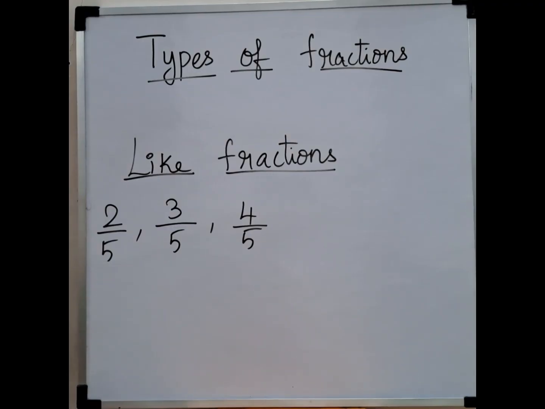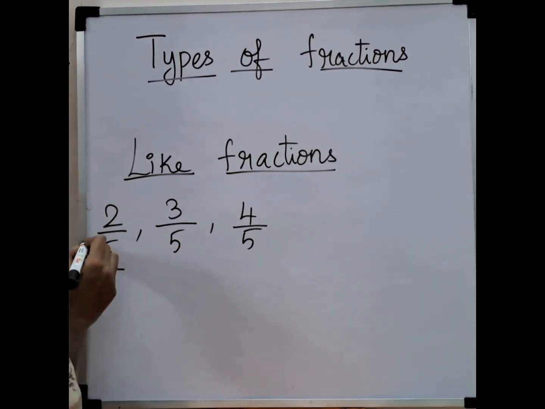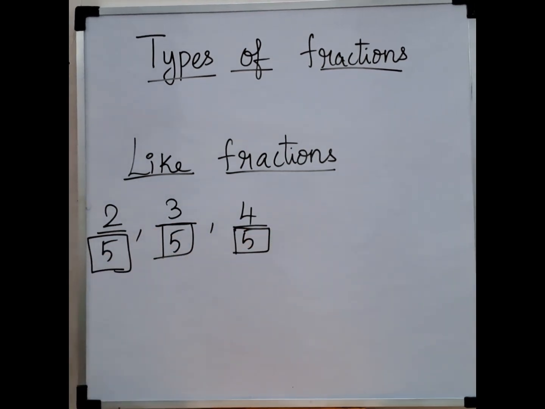The next one is like fractions. In like fractions, 2 or more fraction that should have exactly the same denominator. Then we can say it is a like fraction. See, in this example, the numerators are different, but I am having the same denominator as 5.